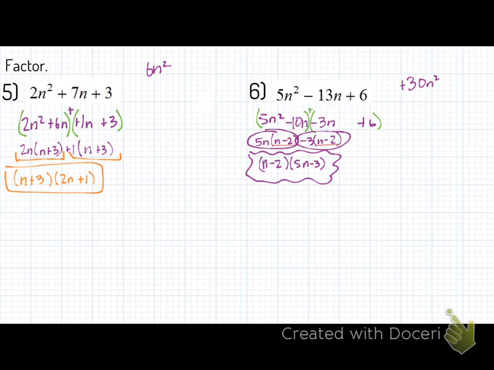That's why. Okay? What if you switch 10n and 3n around? Would you still get the same answer? Yeah, that's a good question. You want to try that? Okay, here we go.